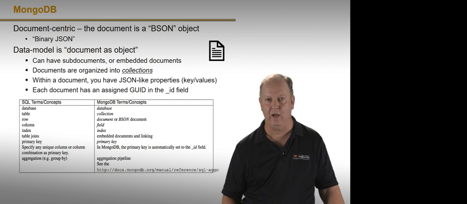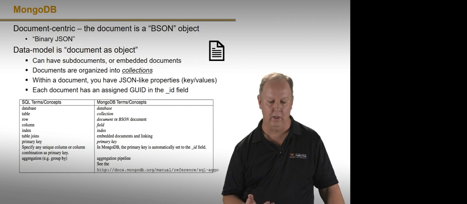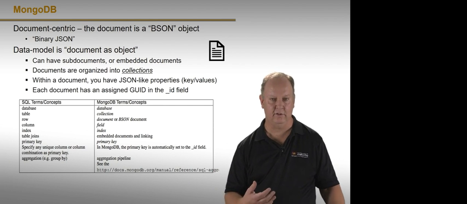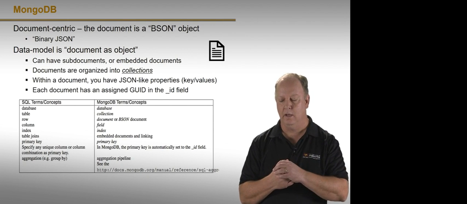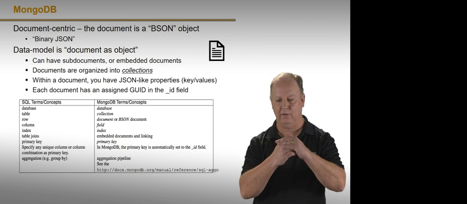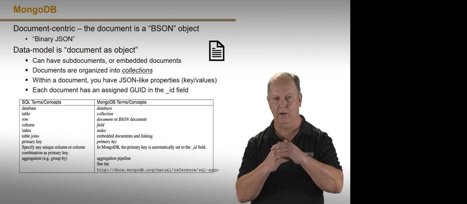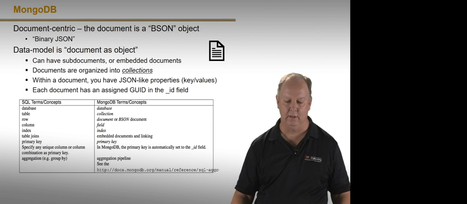The data model is a document as an object, so the entire document is considered the thing that is stored, and that object can have sub-documents, so you can embed documents in other documents, if you will. That's important because that gives us our first notion of hierarchy, right? Not being flat like the relational model, right?